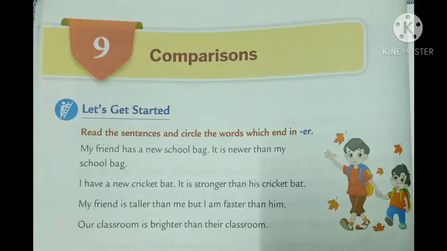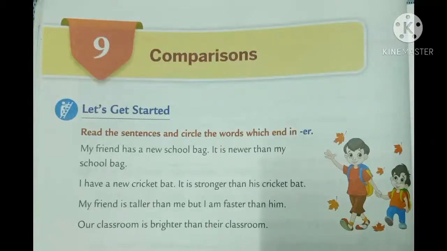Okay. Have a look over the last sentence, children. Our classroom is brighter than their classroom. Now, the classroom is described as brighter. Okay. So, it is also making comparison. Brighter is comparing the two classrooms. So, what do we understand? Each of the words you circled are describing words. They compare two naming words.